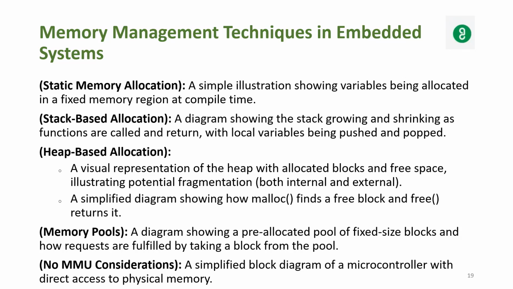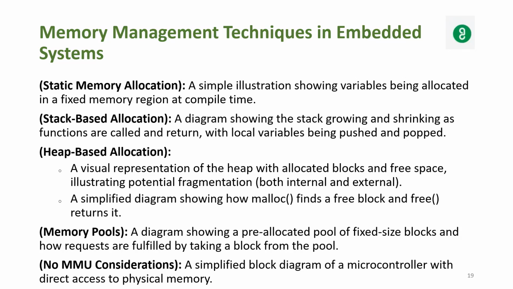Heap-based allocation. With a heap, with allocated blocks and free space, it illustrates the potential for fragmentation, because you don't know how much space to allocate and how to deallocate it. So the problem that occurs here is that fragmentation will occur. So you cannot, and it is like the malloc function used in C, the same concept is used here also.